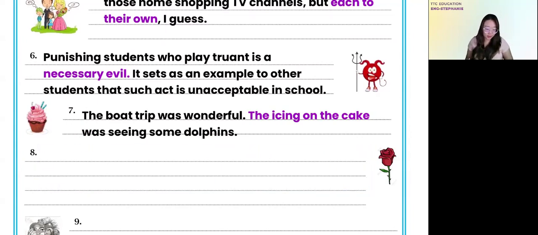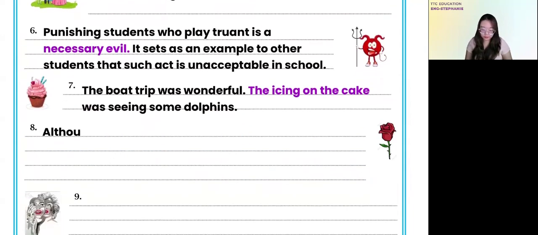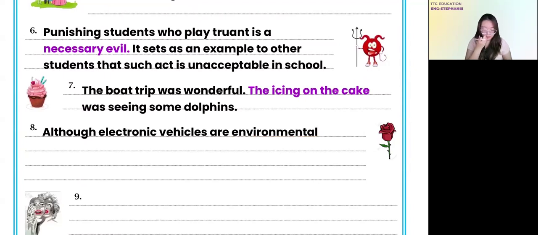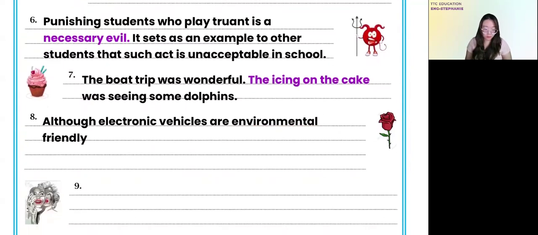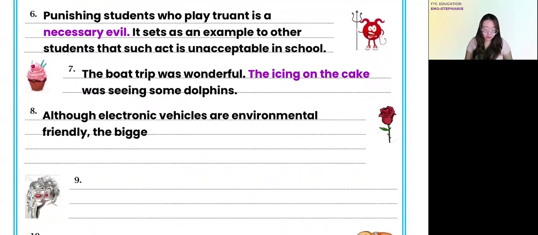Better. Next one, we have our 8. So we want to talk about every rose has its thorns, so everything has a bad side as well. All right, so this one you can use for: although electric vehicles are environmentally friendly, the biggest downside is the upfront price.